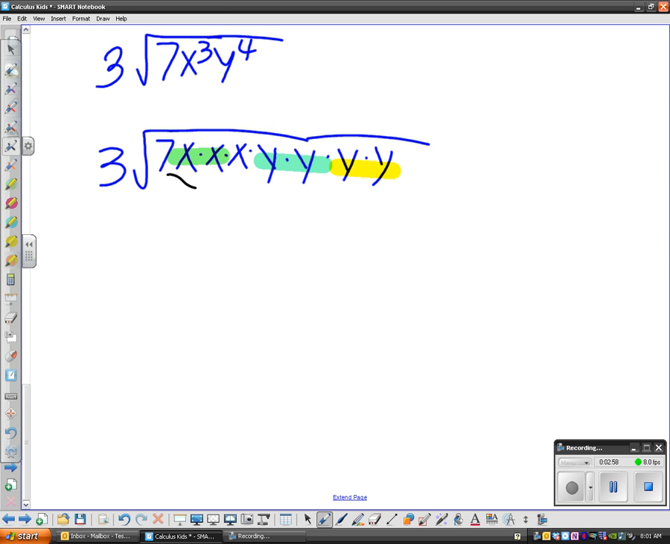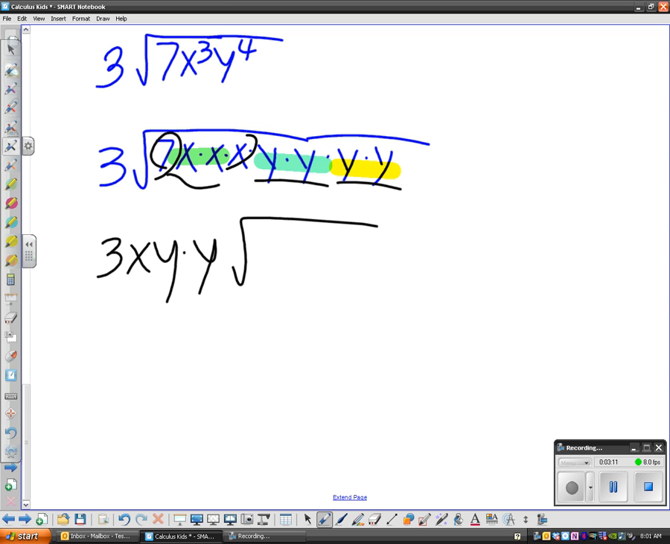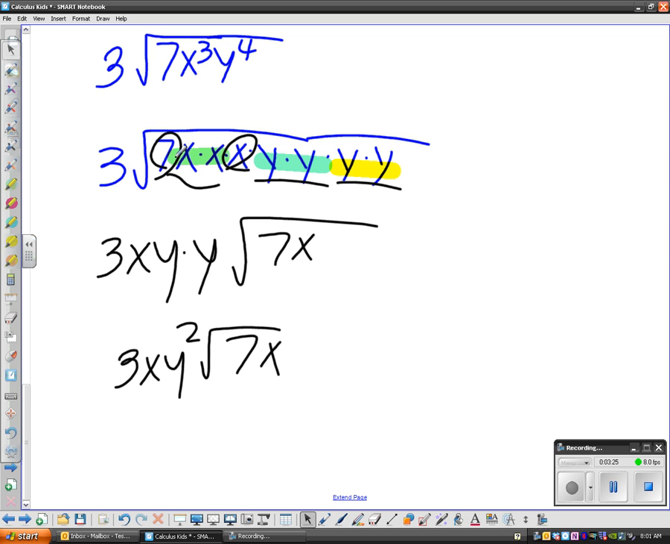Well, we can take one of our x pair out. So now we have 3x. We have 1 y pair, so there's another y. We have another y pair times another y. And left on the inside, all we have left is a 7 and an x. Now, we're almost done. We have to simplify the outside of our radical. So 3x stays the same, but y times y is y squared. We're left with 7x, and that's your final answer.